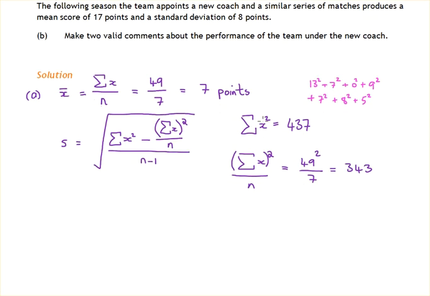So now that we've got sigma x squared, and we've also worked out sigma x all squared over n, we've got these two values, we can go back to our formula and substitute them in. Sigma x squared, that's our 437, so that's going to go in place of this on the numerator, and then from that we're going to subtract all of this thing, which is 343, and the whole thing divided by n minus 1, which in this case, with 7 data items, means we're dividing by 6, and all of that still under the root sign.